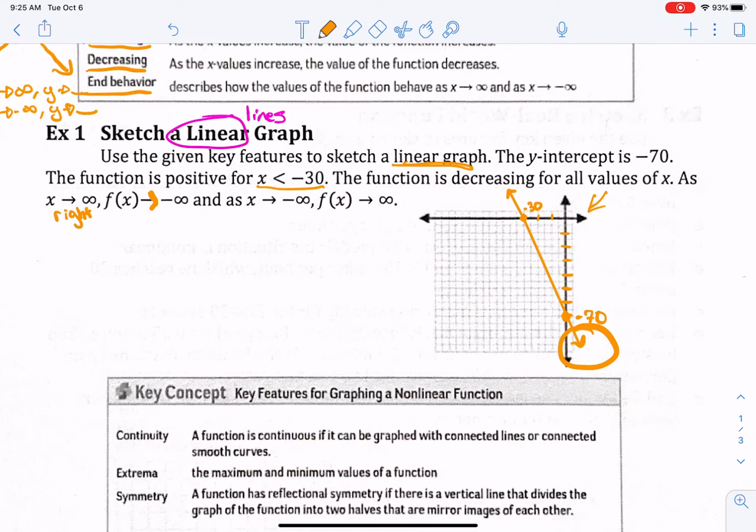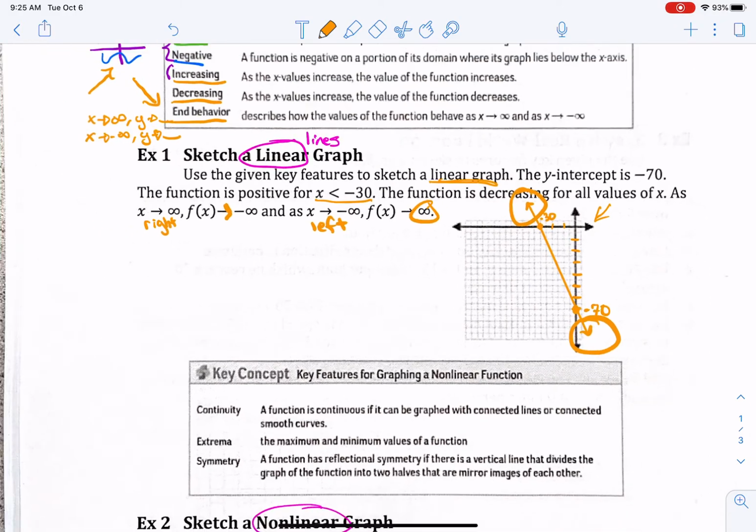So as x goes toward the right, it's going downhill. As x goes toward the left, it's going toward positive infinity, which means it's going uphill, okay? So that's what my function looks like. It's consistent with all that information, and that's all that I have to do, is just draw that, okay?